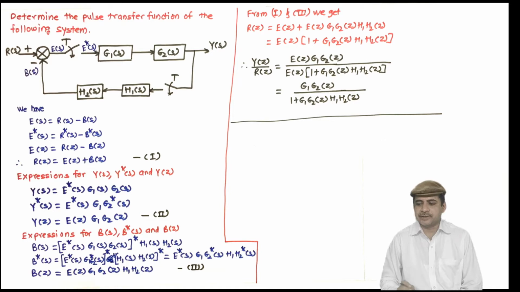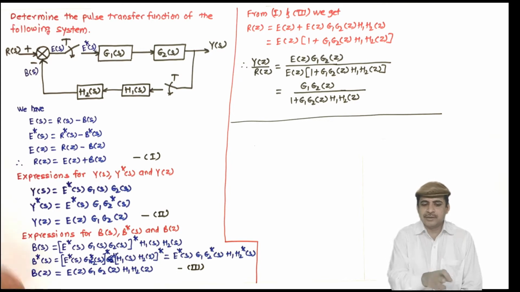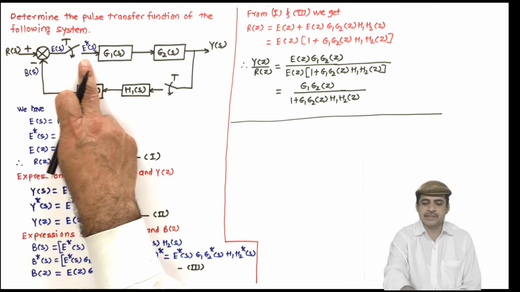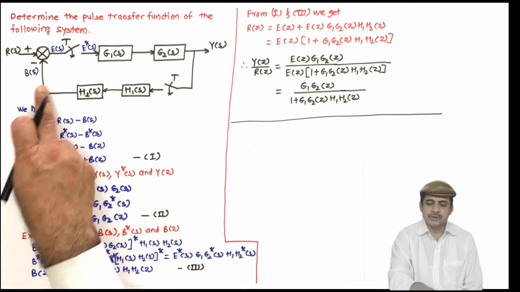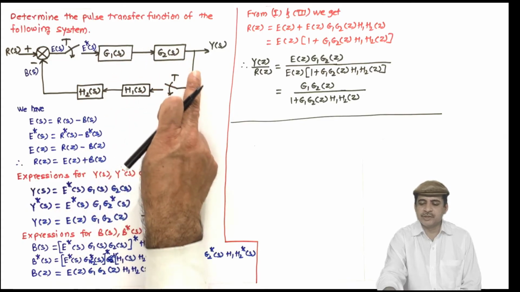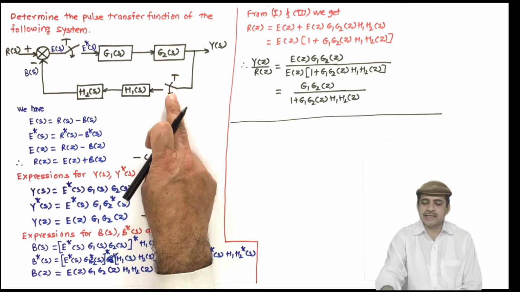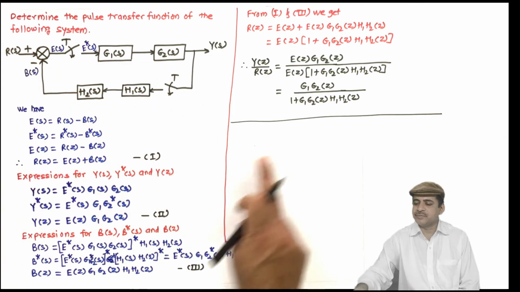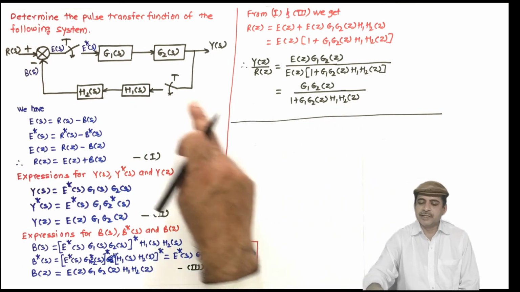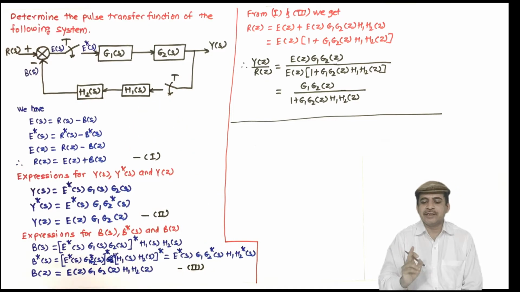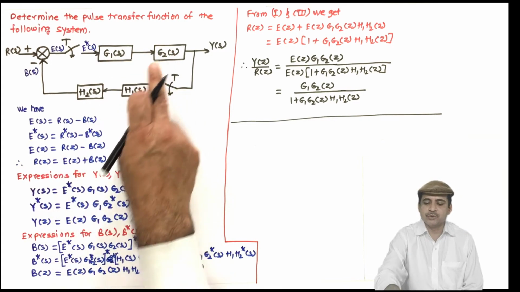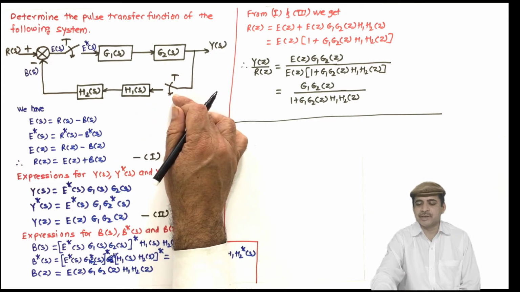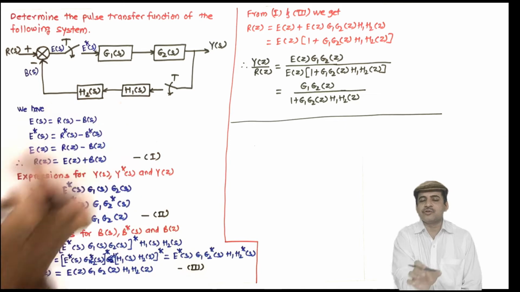Now about the denominator. In the denominator it will be 1, here it is minus, so it will be 1 plus, again start with this. Now this is the path to be followed. So 1 plus G1G2(z), as there is a sampler, G1G2(z) H1H2(z). If this sampler is removed, then the denominator will become G1 G2 H1 H2(z). But because of this sampler, these two blocks are separated from these two blocks.